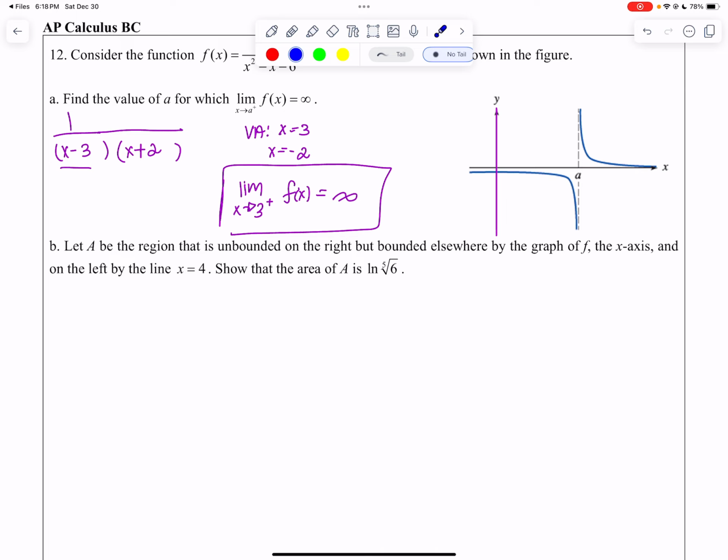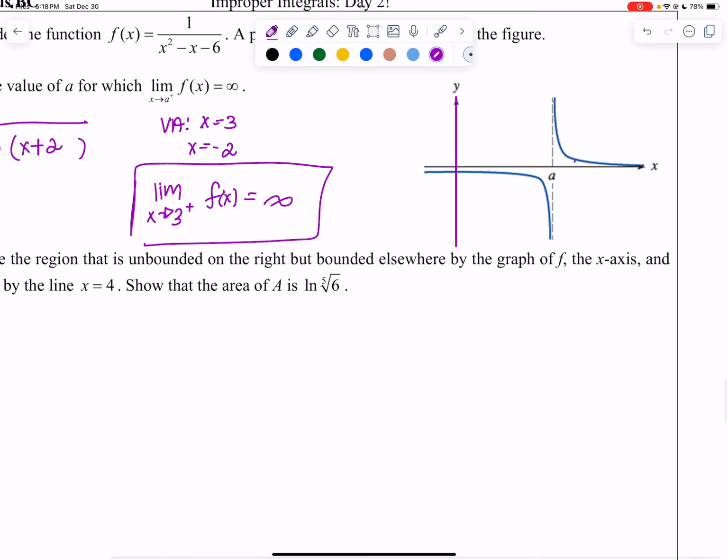Okay, part B says, let A be the region that is unbounded on the right, but bounded everywhere else by the graph of f, the x-axis, and on the left by the line x is equal to 4. And then we want to show that the area of A is ln of the fifth root of 6. This is 3 right here, so that I really don't care. So it's essentially asking you, find this area right here.